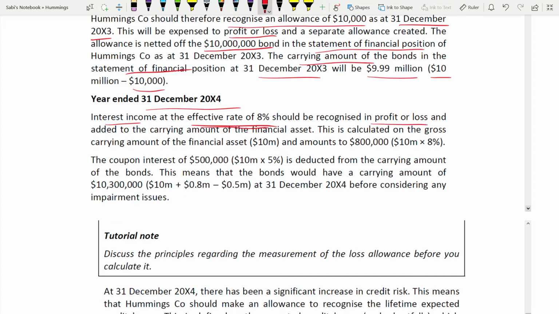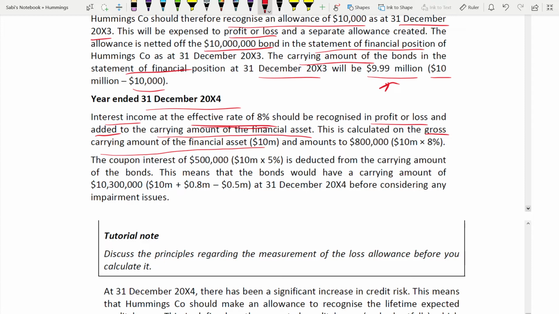And this will be also charged to profit and loss. And this interest income you have to add to the carrying amount of the financial asset, because this also you will receive. And how do you increase it? Is it on this 9.99? No. It is on the carrying amount of the financial asset, which is 10 million, the gross. Mention the word gross carrying amount.